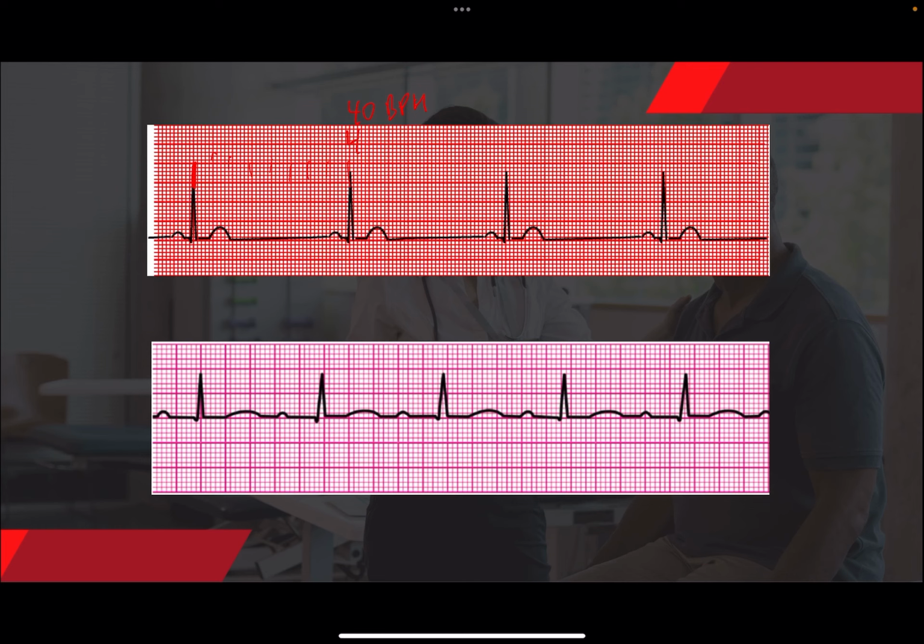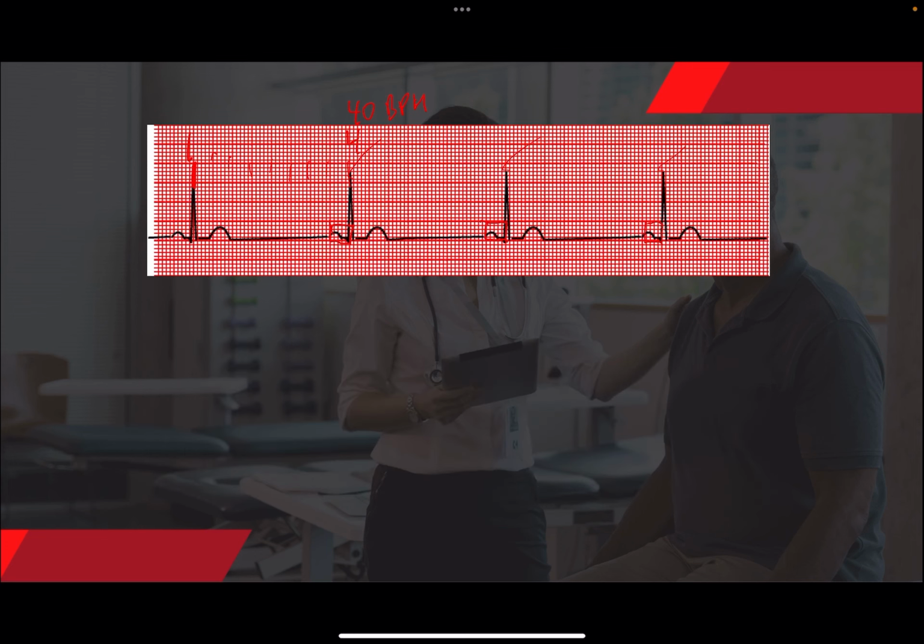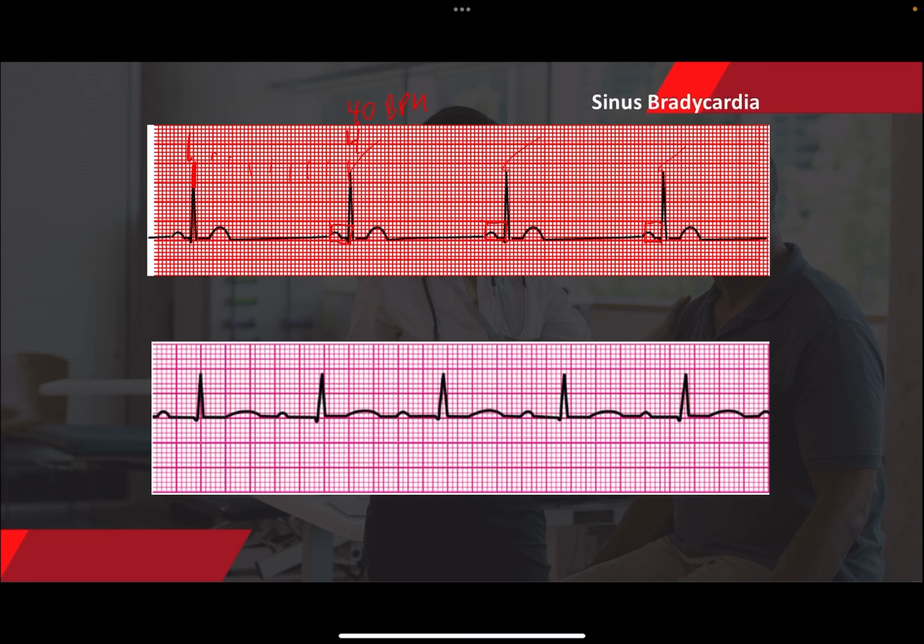How about the rate, the rhythm? Is it regular or irregular? So just by looking at it, the QRS are all the same measurement. So this is regular. How about the PR segment? 1 box right there. 1 box. 1 box. Normal. So this is a sinus bradycardia.